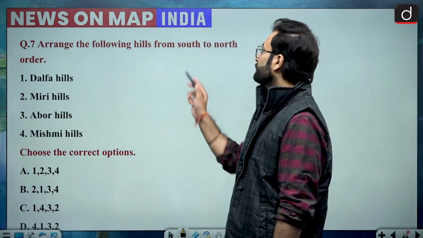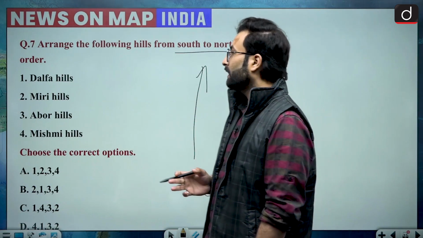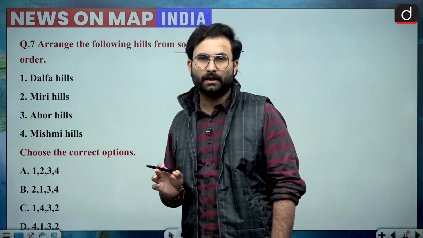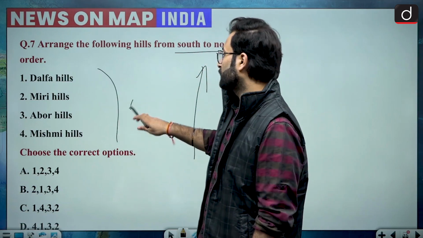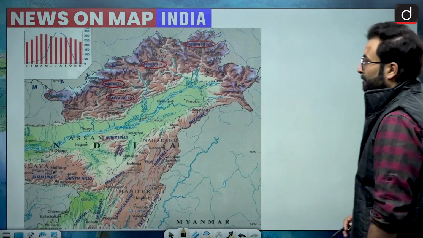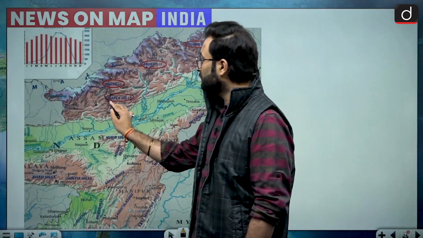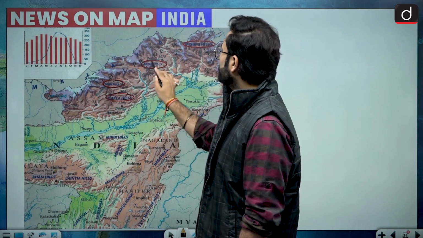Okay, moving to question number 7. Arrange the following hills from south to north. From this to this we have to go. Then these are given: Dafla Hills, Miri Hills, Abor Hills, Mishmi Hills. Okay, so let's see. Mostly these hills belonging to Arunachal Pradesh area. Okay, so let's have a look at it. Here you can see these are Dafla Hills. Okay, then Miri Hills, Abor Hills, and Mishmi Hills.